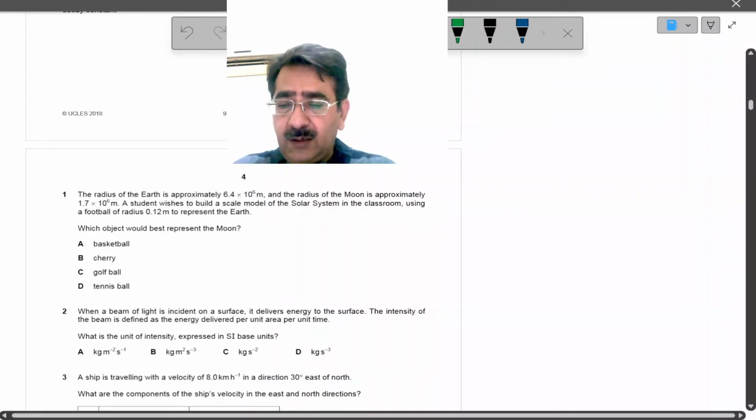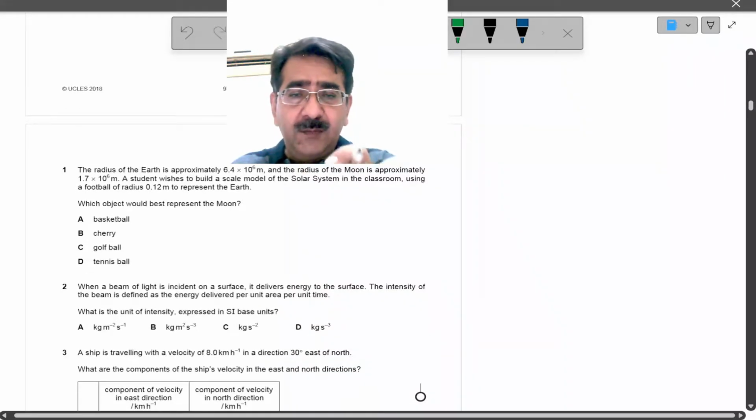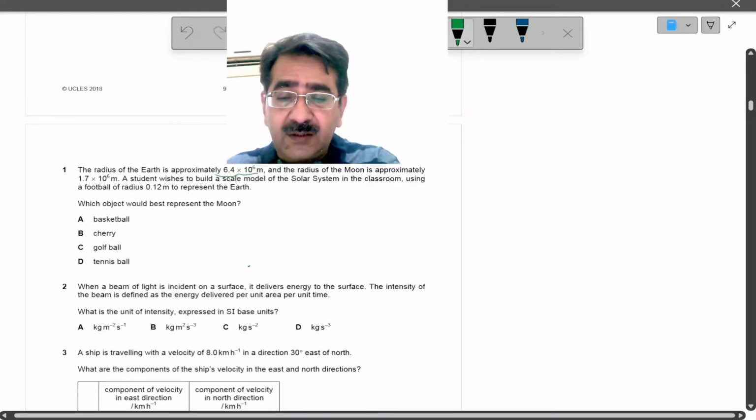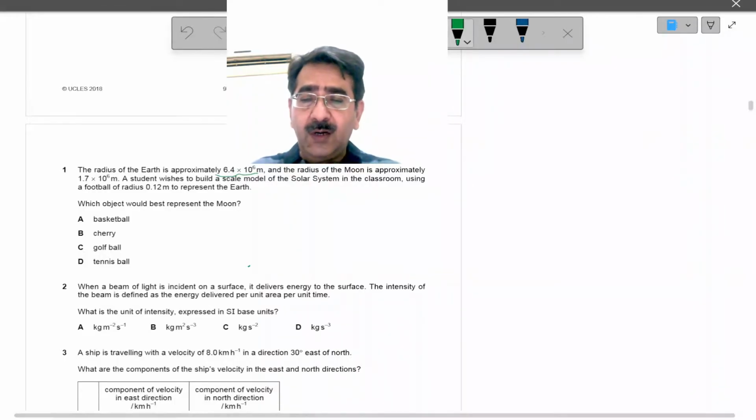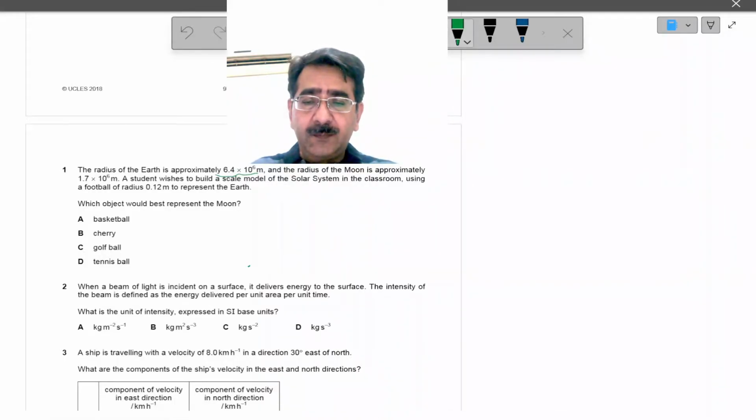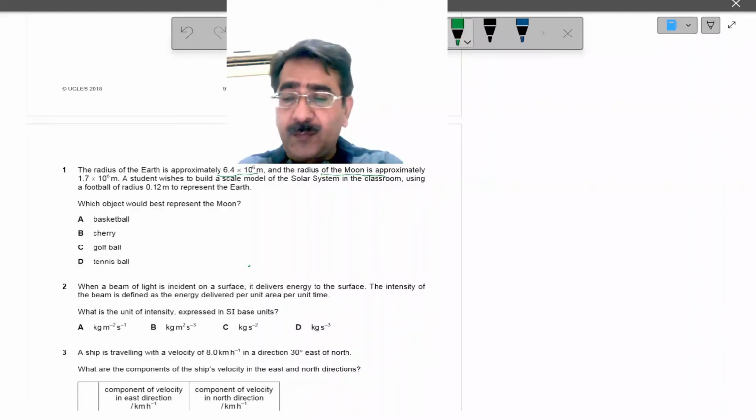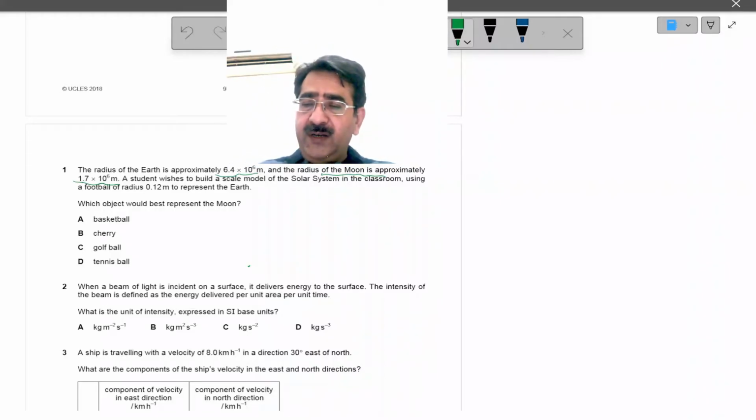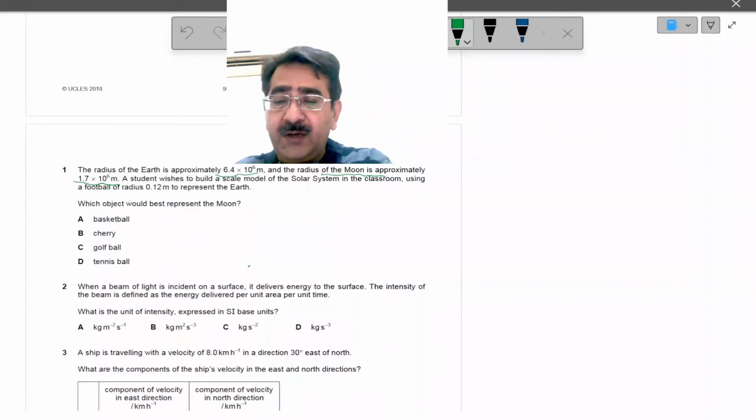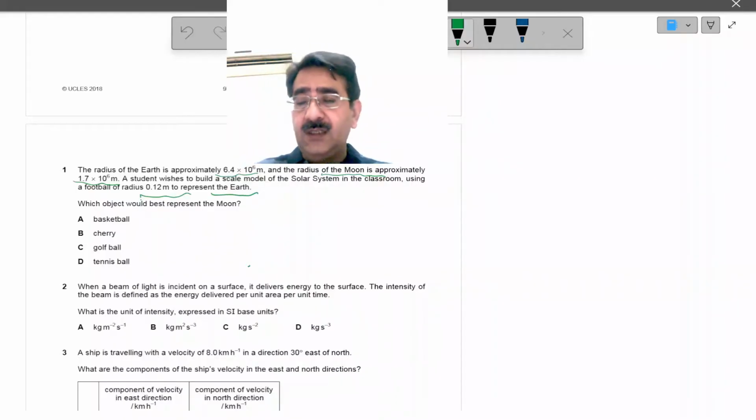Question number one is about the radius of Earth, which is approximately 6.4 × 10^6 meters. The radius of the moon is approximately 1.7 × 10^6 meters. A student wishes to build a scale model of the solar system in the classroom using a football of radius 0.12 meter to represent the Earth. Which object would best represent the moon?